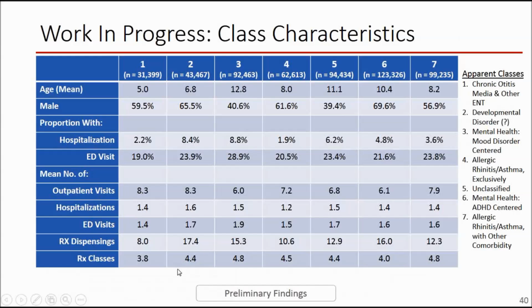And then finally, looking at prescription classes. Group 3, the mental health mood disorder, and group 7, allergic rhinitis asthma with other comorbidity, had the most number of distinct classes of medications that they were on in a year.